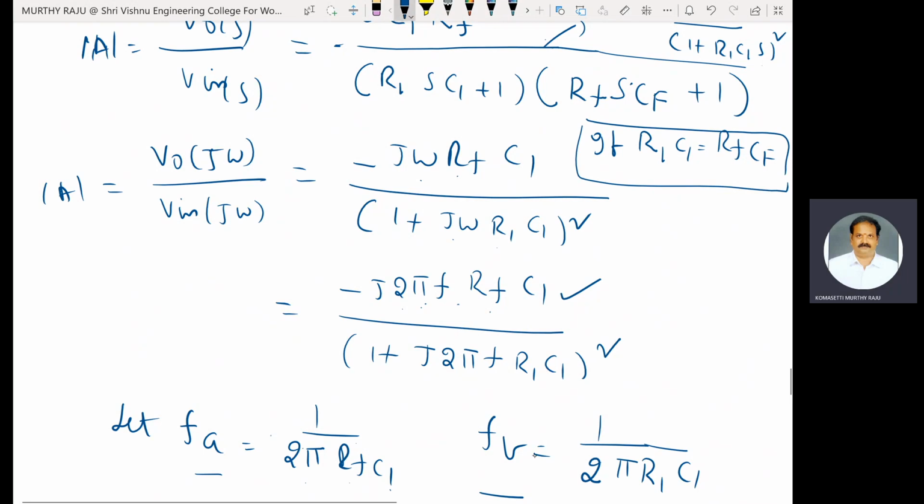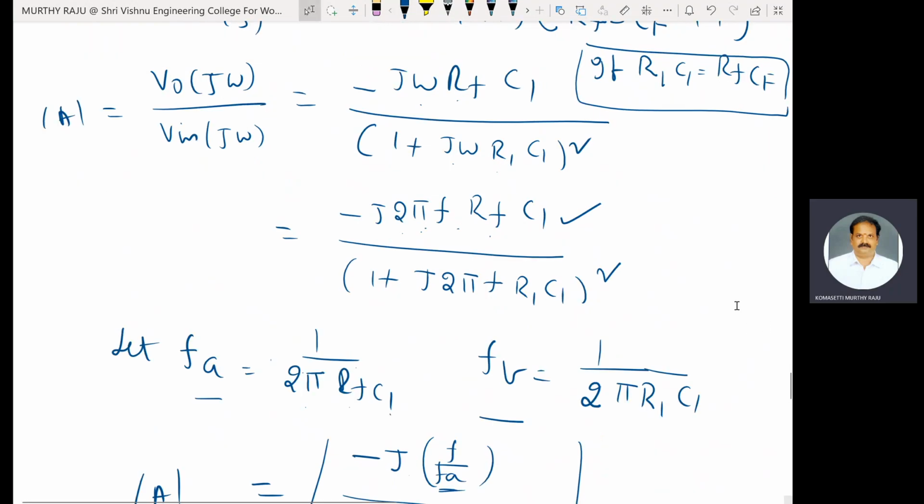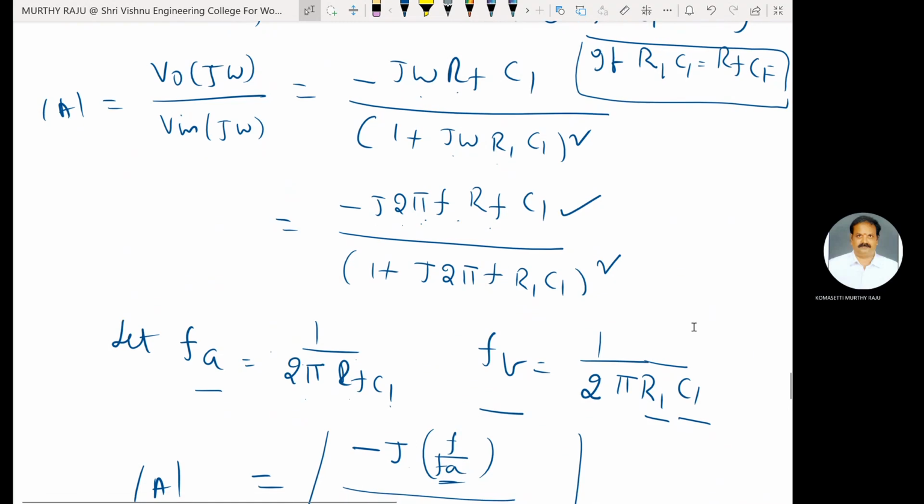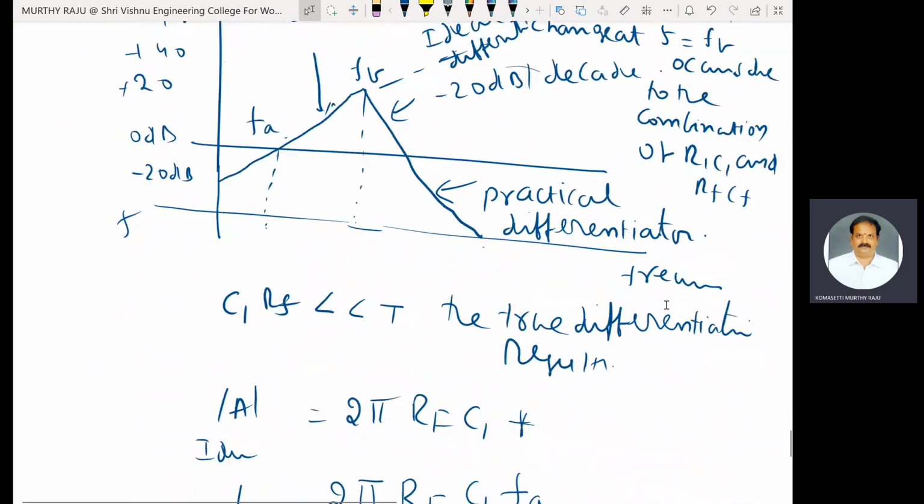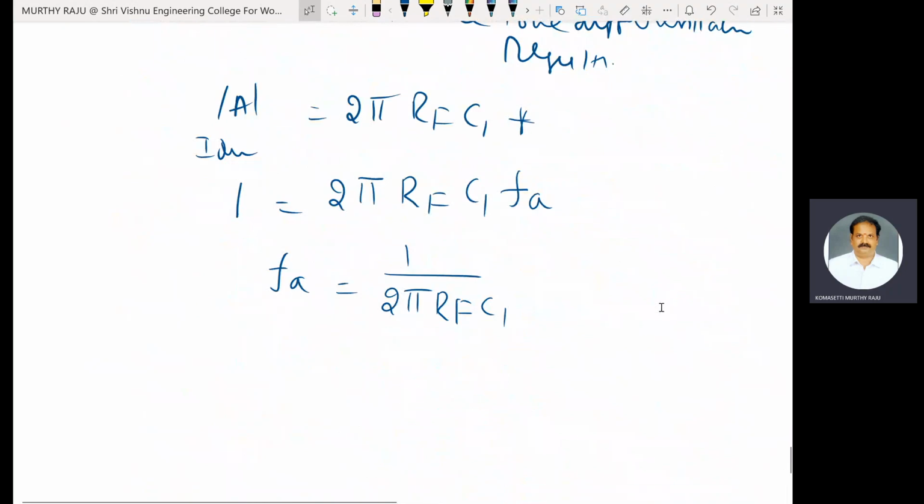FB is the frequency at which, when F is equal to FB, the gain starts decreasing due to addition of R1 in series with the C1 capacitor. With this, the total analysis of the differentiator, practical differentiator circuit and active integrator circuit is completed.